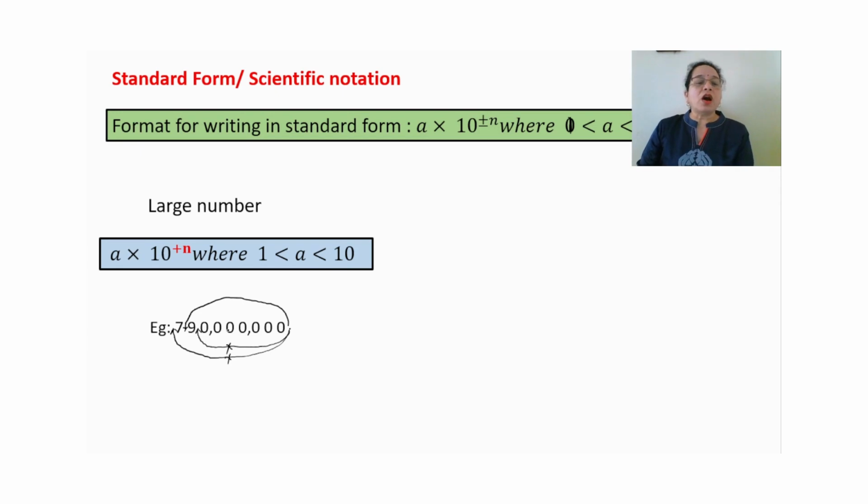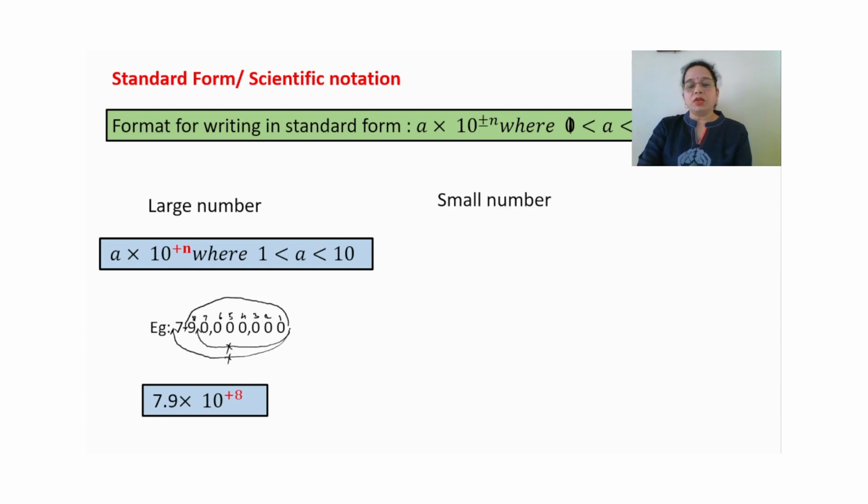Okay, so now how many places are we shifting this decimal? You can count 1, 2, 3, 4, 5, 6, 7 and 8 places we are shifting. So the answer will be 7.9 into 10 raised to the power 8, because this is a positive number. So your exponent should be positive. So 10 raised to the power plus 8.